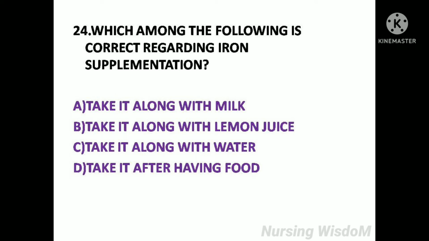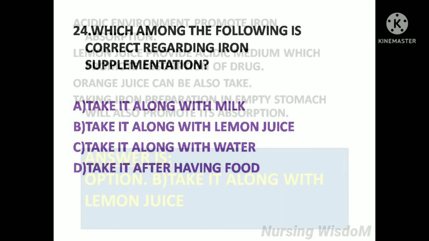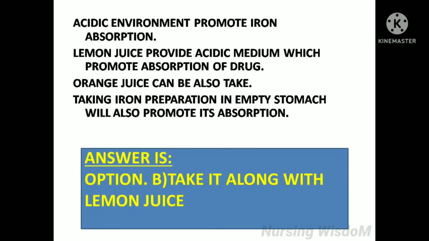Next question. Which among the following is correct regarding iron supplementation? Option A, take it along with milk. Option B, take it along with lemon juice. Option C, take it along with water. Option D, take it after having food. Acidic environment promotes iron absorption. Lemon juice provides an acidic medium which promotes absorption of the drug. Orange juice can also be taken. Taking iron preparation on an empty stomach will also promote its absorption. So here the answer is option B, take it along with lemon juice.